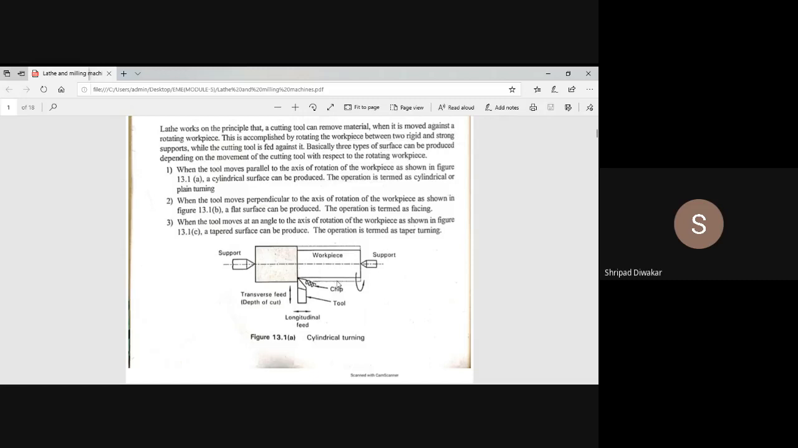Just assume that I have a diameter of 100 mm. I want to reduce it to 90 mm. In that case we are going to remove material from the given workpiece. 10 mm of extra material we have to remove. Such removal is done by cylindrical turning, which is also called plane turning.